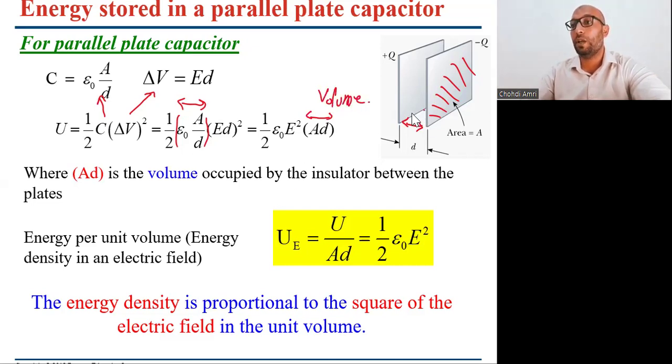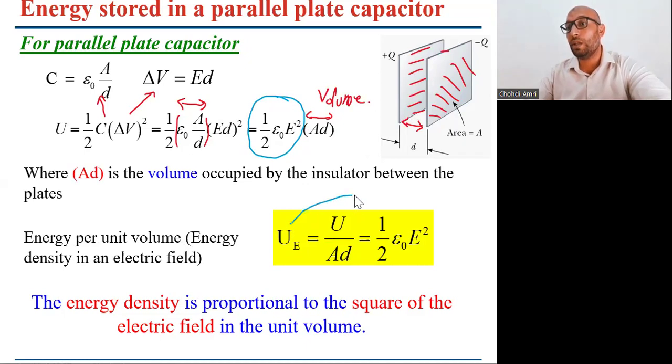Okay, so it's the volume between these two parallel plates, where AD is the volume occupied by the insulator between the two plates. We call this quantity half of epsilon naught E squared the energy per unit volume, or we can say the energy density in the electric field. So you can see here that the energy density depends on the square of the electric field.